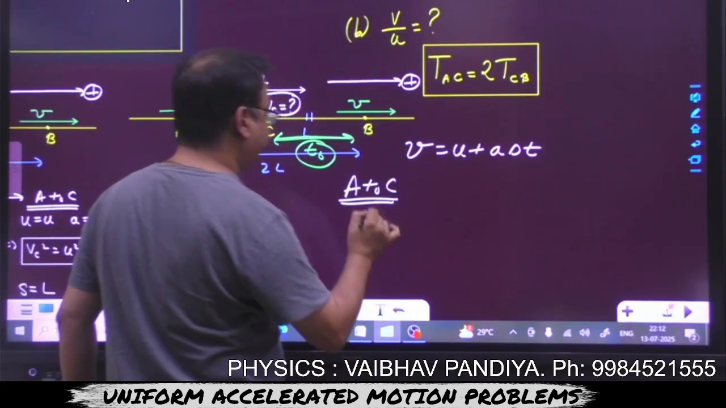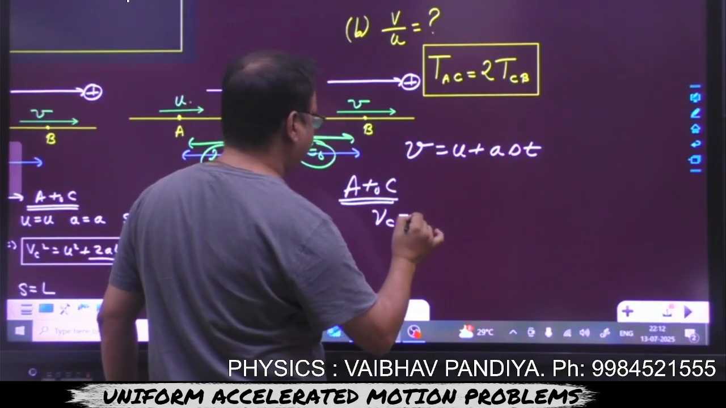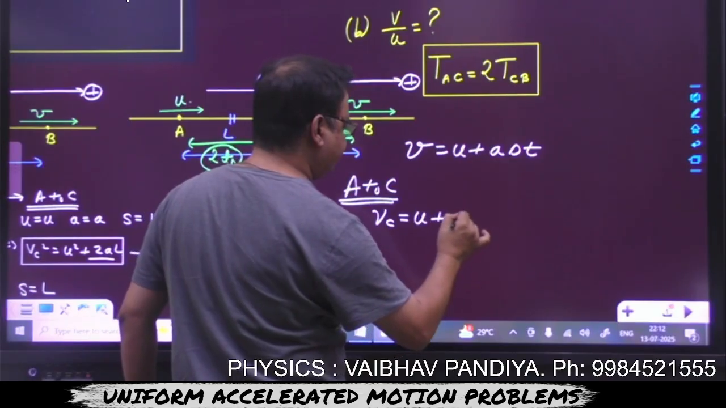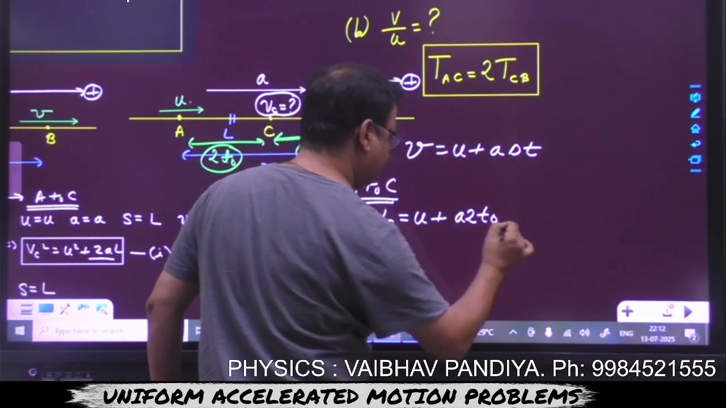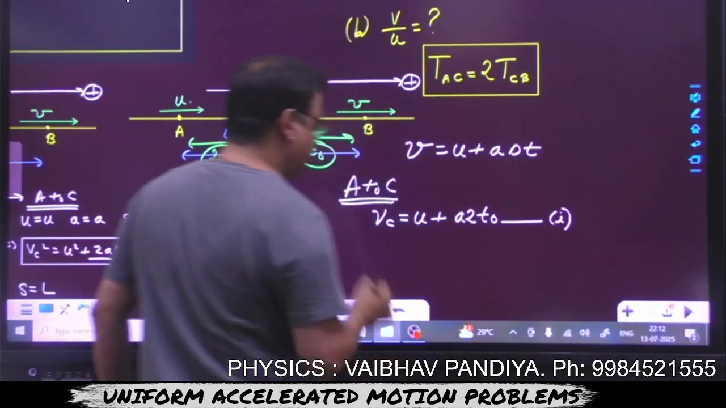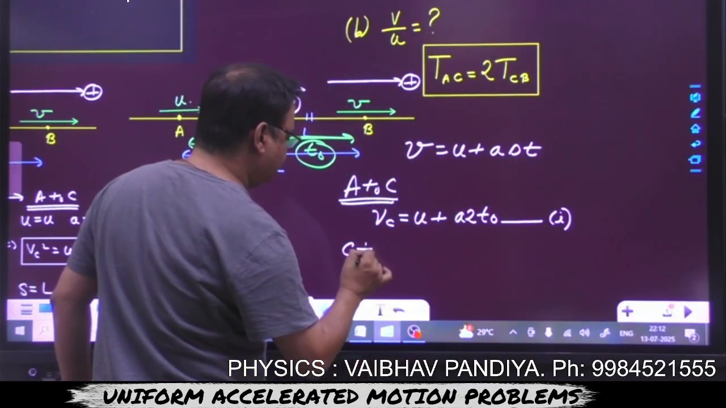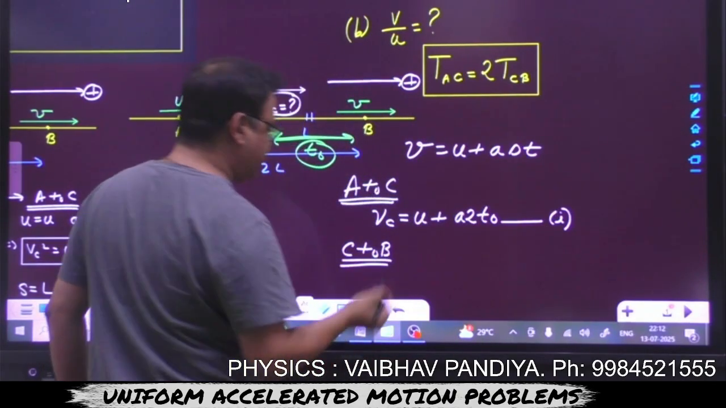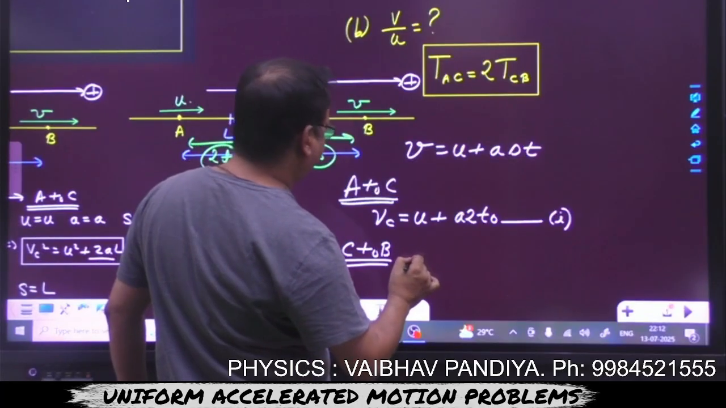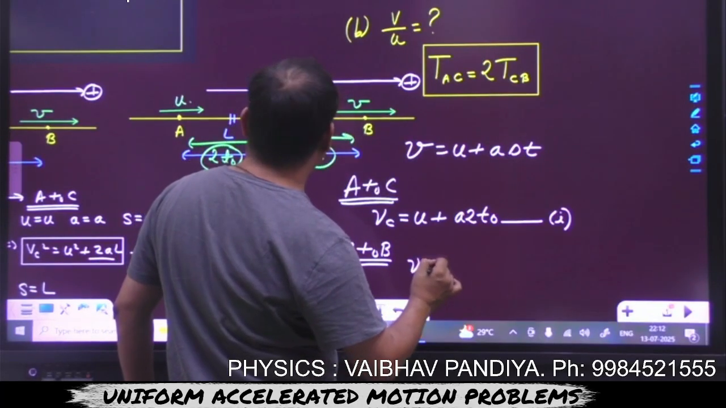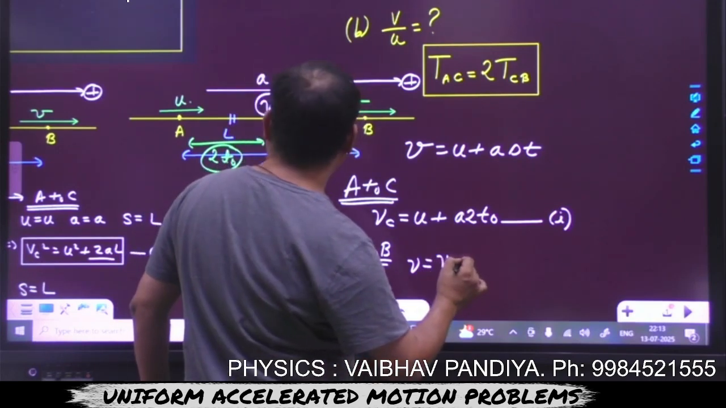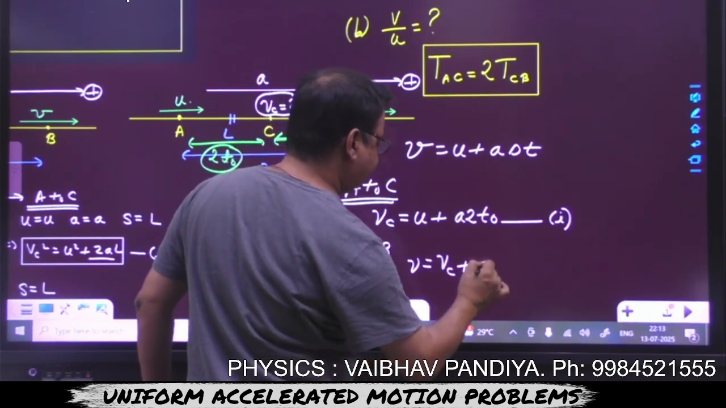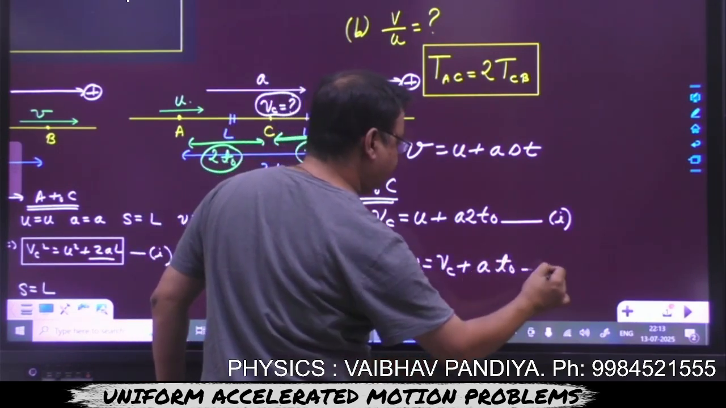So the final velocity is Vc, the initial velocity is U, the acceleration is A, and the time interval is 2t0, okay? Let it be equation number 1. And if I am applying the same equation from C to B, so your final velocity is V, the initial velocity is Vc, plus the acceleration is A, and the time is t0.